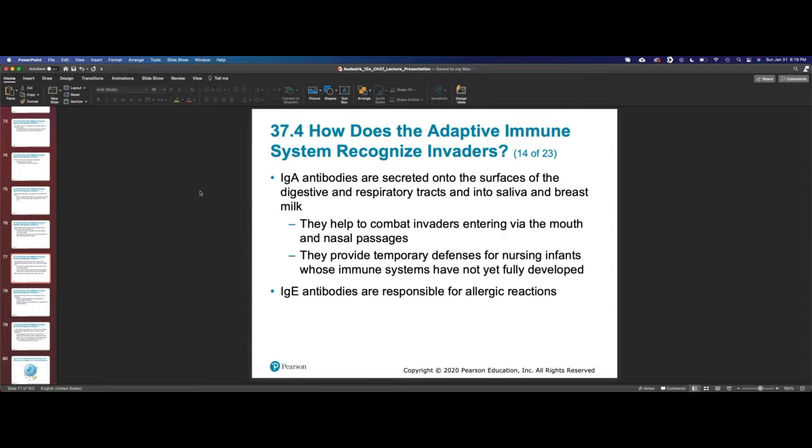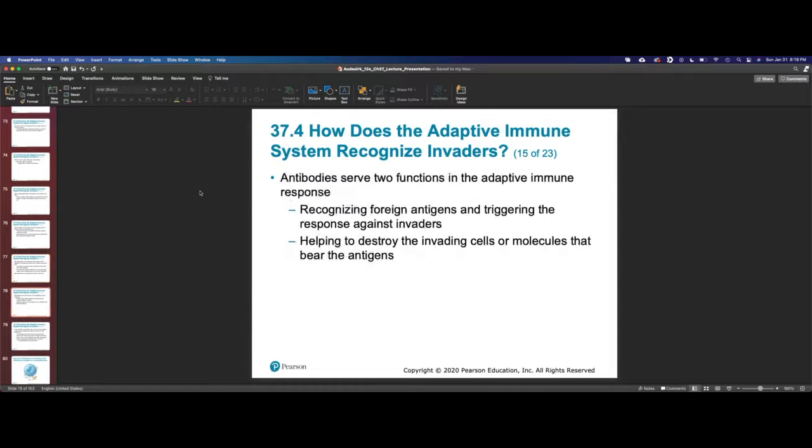IgA, you're going to find that on the surface of the digestive tract, which is covered in mucus, and the respiratory tract and saliva. And then A can also help developing babies whose immune systems have not properly developed yet.